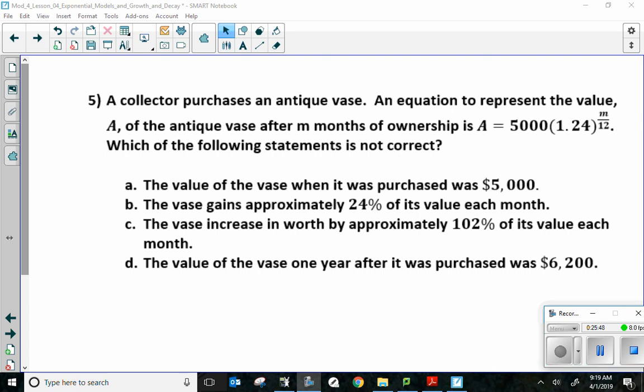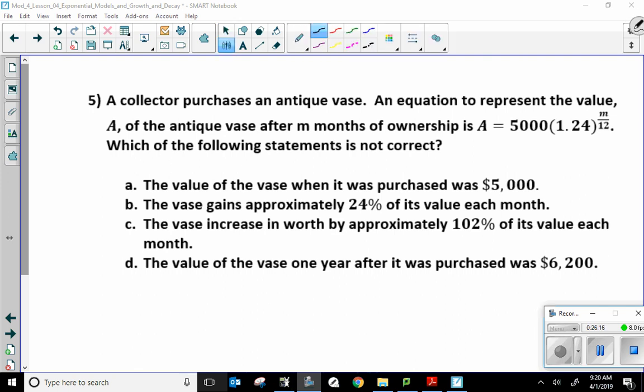The final is infamous for asking this type of question. A collector purchases an antique vase. An equation to represent the value A of the antique vase after M months of ownership is A equals 5,000 times 1.24 to the M over 12. Which of the following statements is not correct?